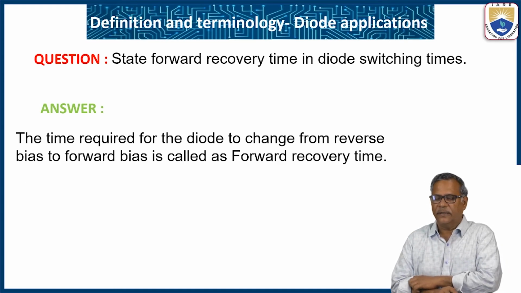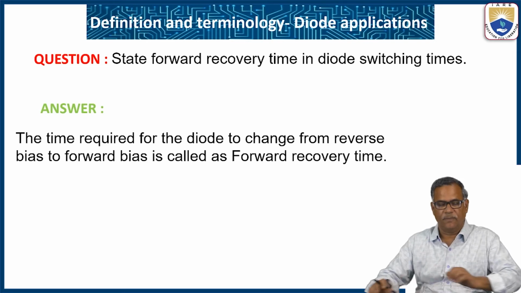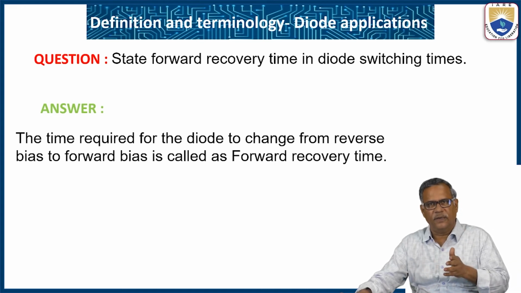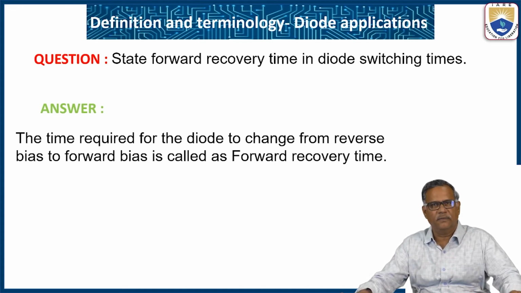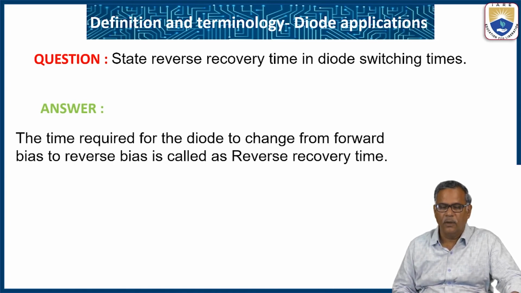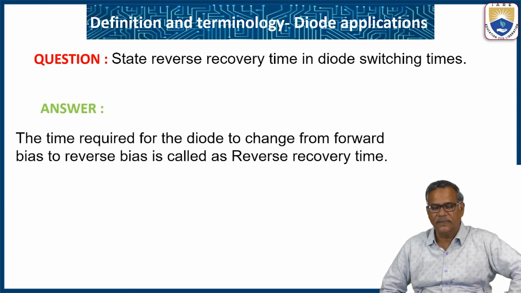State forward recovery time in diode switching times. This is the time that is required for the diode to change from the reverse bias to forward bias, and that is called the forward recovery time. Now state the reverse recovery time in diode switching times. This is the time required for the diode to change from forward bias to reverse bias, and that is called the reverse recovery time.